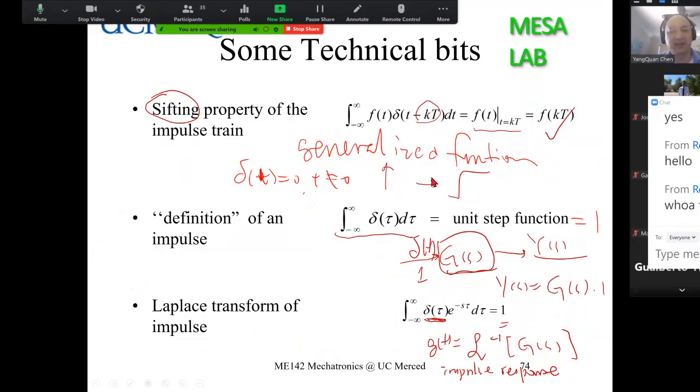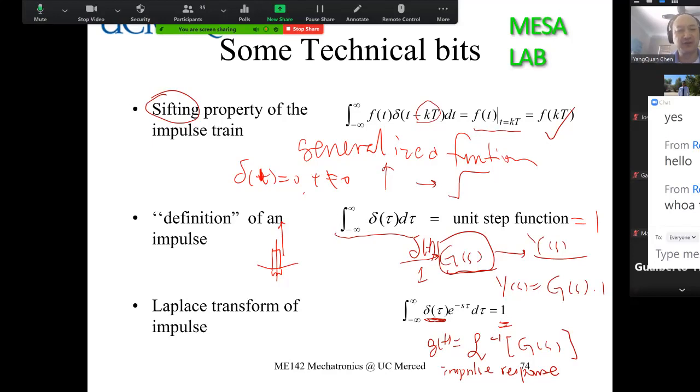So it's a generalized function, delta t, and the definition is that the integration of this thing is 1. So basically it has zero width with infinite height, okay? This is called an impulse. So the Laplace transform of the impulse is 1. This is just a review, you know it.